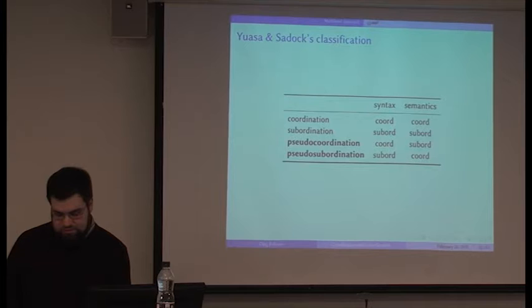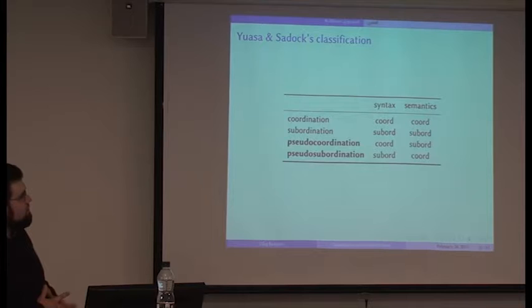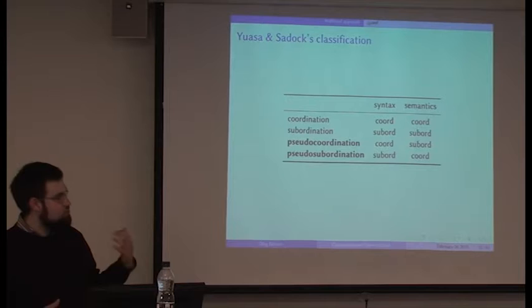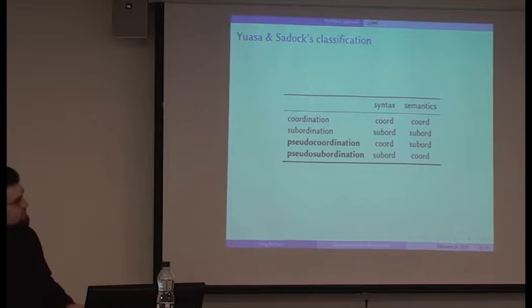And so what Yuasa and Sadock propose is a general typology of the constructions that we find in languages of the world according to these two distinctions. So we have coordination and subordination, which clearly align syntax and semantics, and we have pseudo-coordination, which is a construction which has coordinating syntax but subordinating semantics, and we have pseudo-subordination, which has subordinating syntax but coordinating semantics.